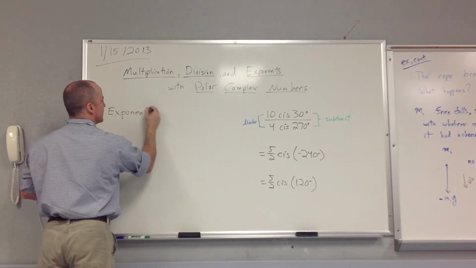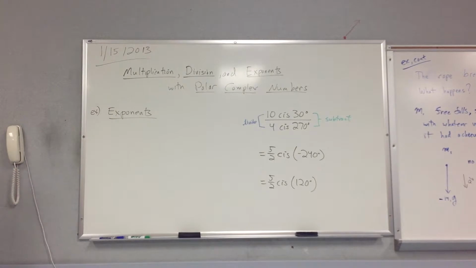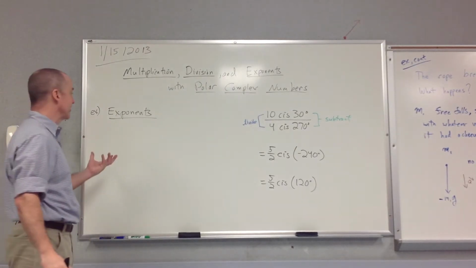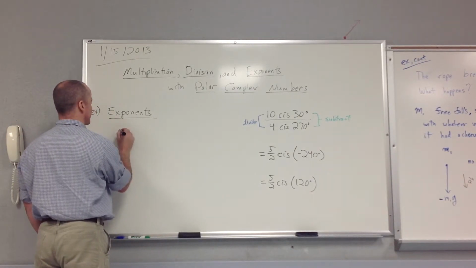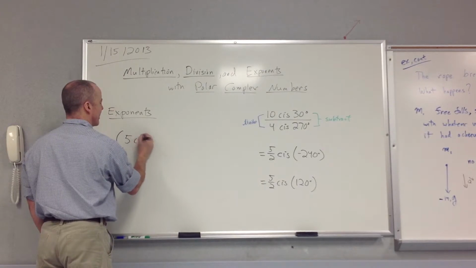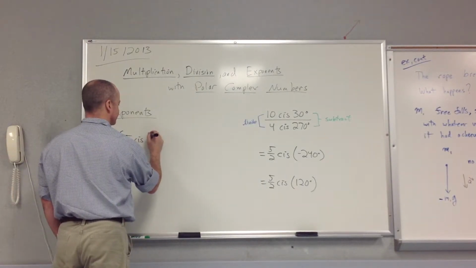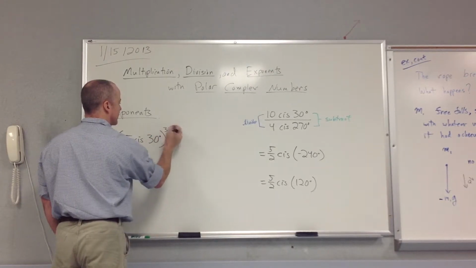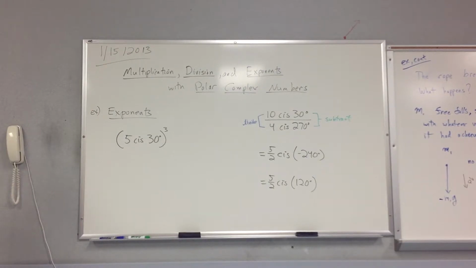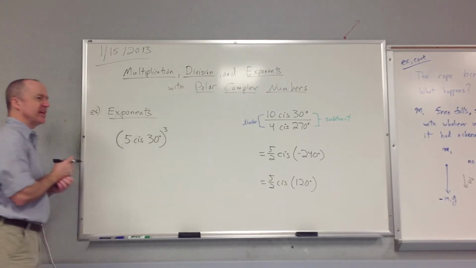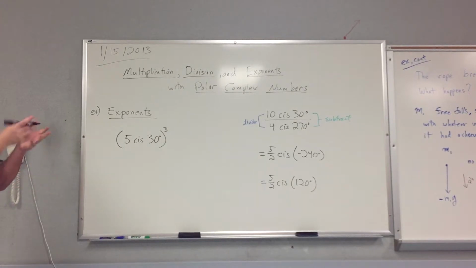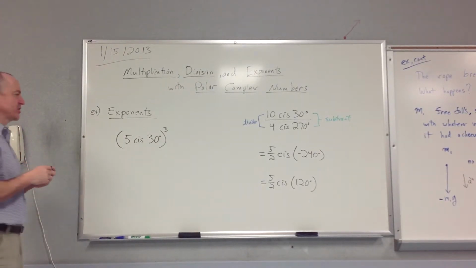Exponents. I don't know if you guys remember how we handled exponents when I first introduced this idea of using direction instead of negative. But with an exponent, if you have, for example, 5 cis 30 degrees cubed. You're thinking of multiplying them? Well, remember I said on that first day, everything goes up a notch on the order of operations.